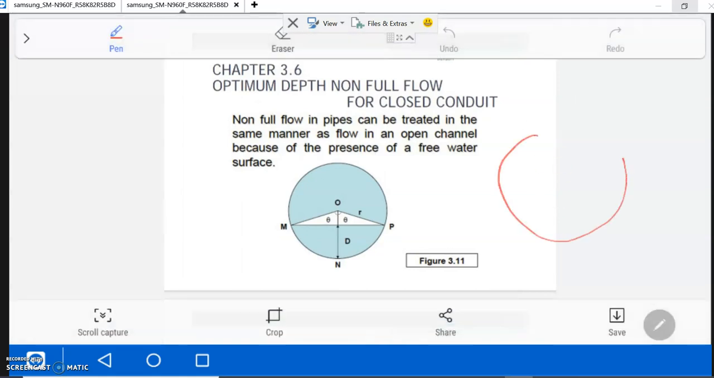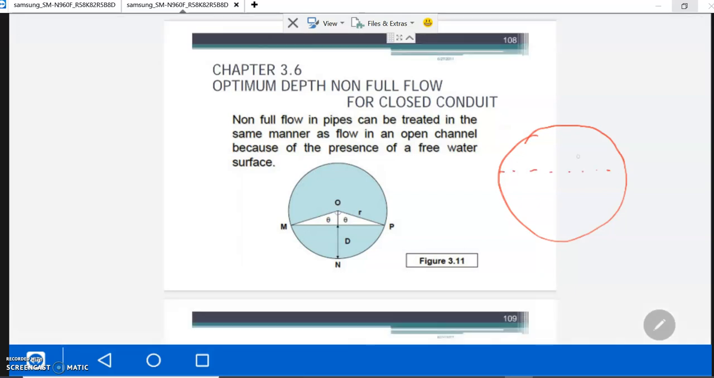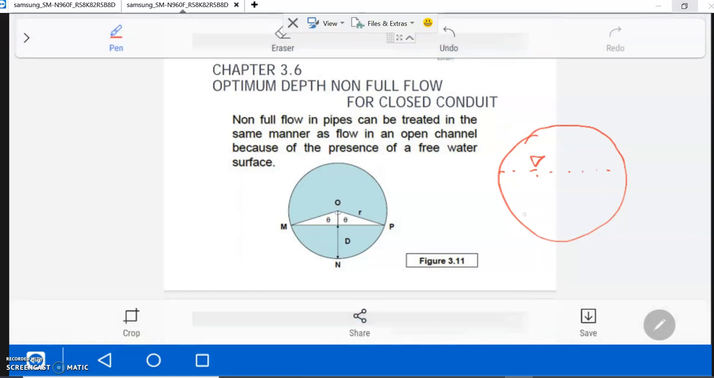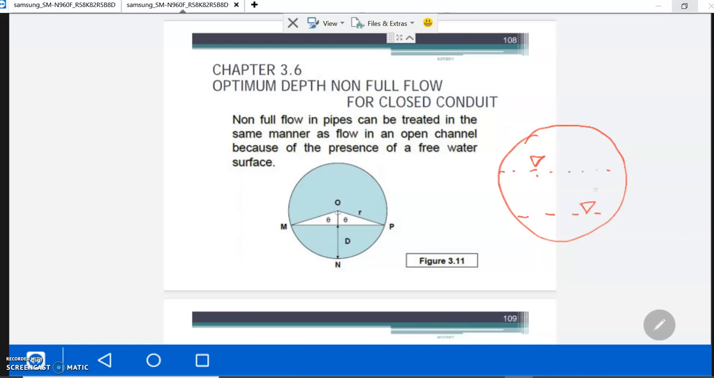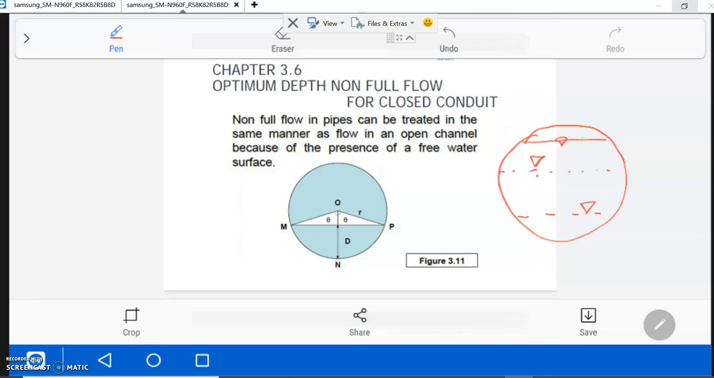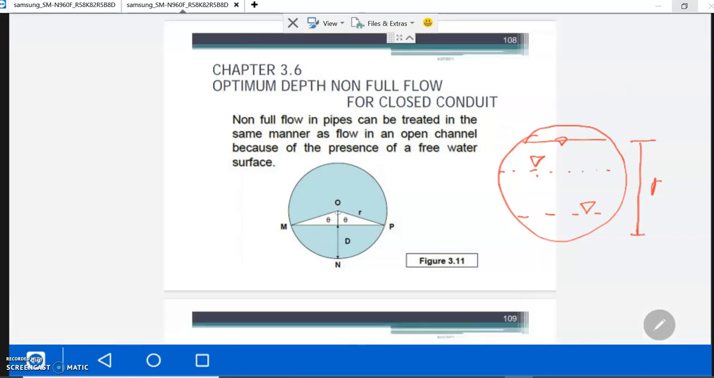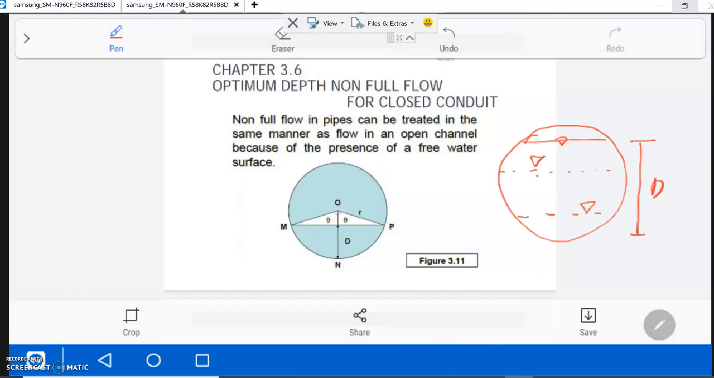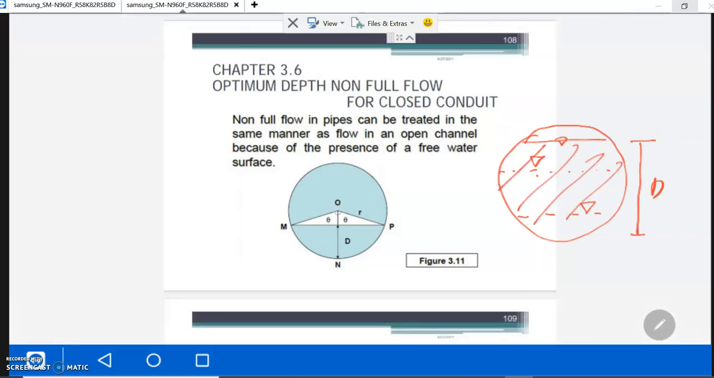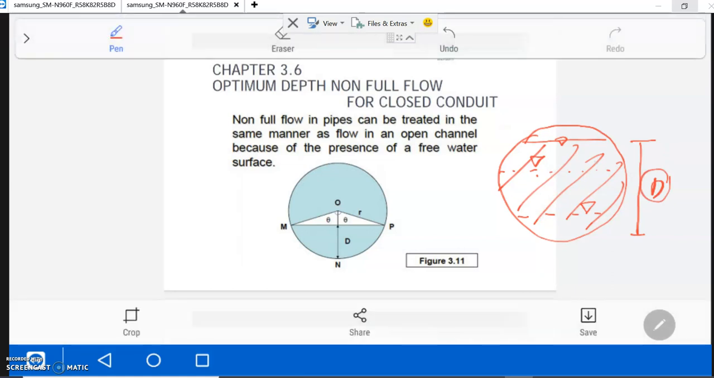Okay, kita ada pipe and then maybe dia punya level of water half, ataupun suku, okay, atau maybe almost 90% saja yang full with the water. Okay, so we will look on how to determine the area of this and then the depth of the water in this closed conduit.